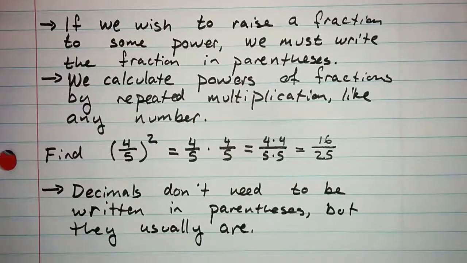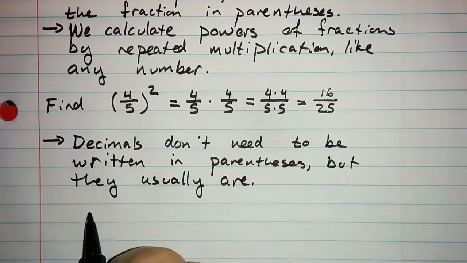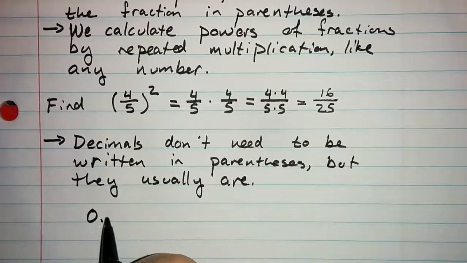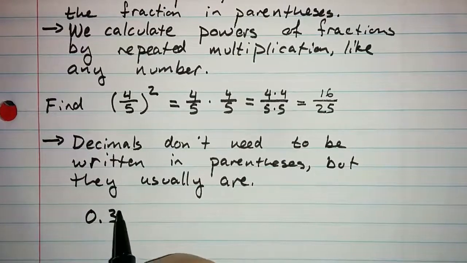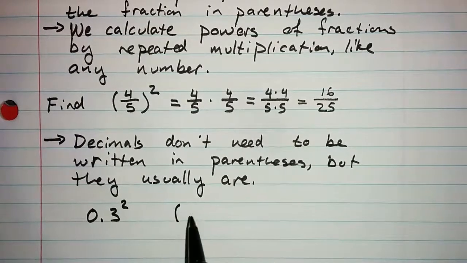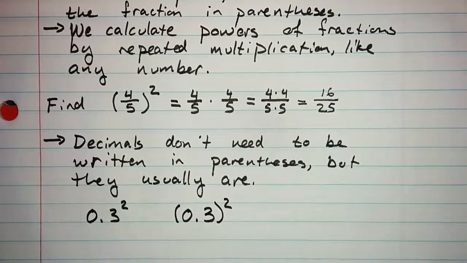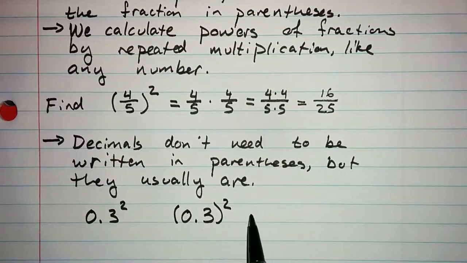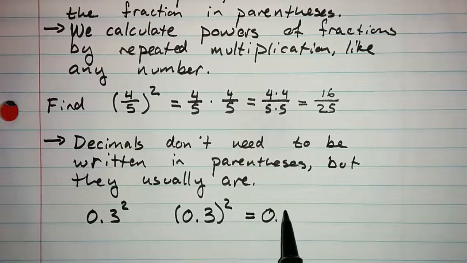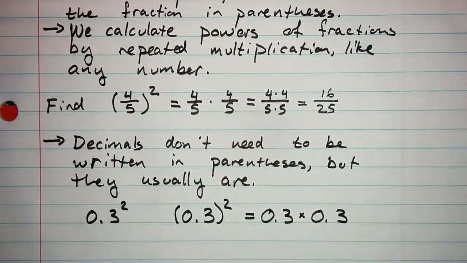The same holds for decimals. Decimals don't need to be written in parentheses, but they usually are. If we want to square 0.3, we could write it like this, but it would be more typical to write (0.3) in parentheses. Be aware, this means 0.3 times 0.3.